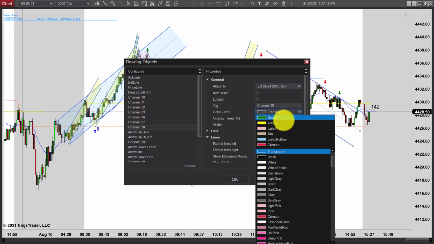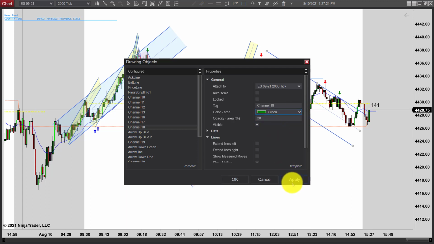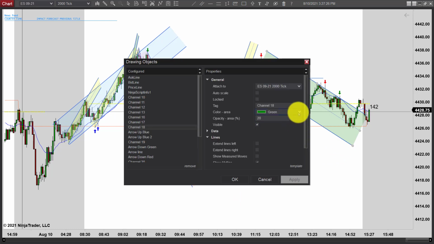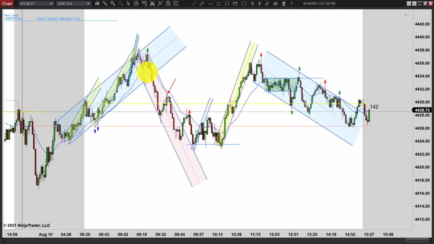I didn't color this one, but we'll go ahead and color it. Let's just make it blue again, I guess. But you can clearly see the up, down, and all within the highs and the lows of the day.